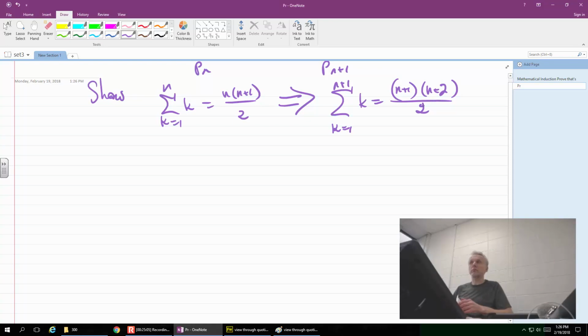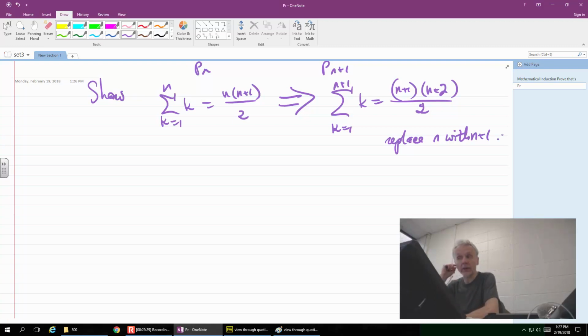Was it too quick? Once again, replace n with n plus 1. It's substitution, that's all this is. There are many ways to proceed here, and you don't know which one is better. So in this particular case, if you have any suggestions for how we get from one to the other.